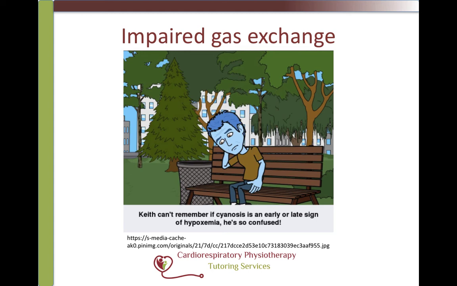Cyanosis tends to be a late sign of impaired gas exchange and signifies a significant impairment needing to be addressed emergently. The patient may, as a consequence, present with increased work of breathing, but remember there are many things that can cause increased work of breathing and it doesn't always present, so it cannot be used as direct evidence of a gas exchange impairment.